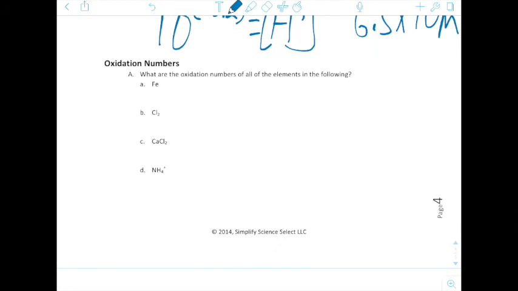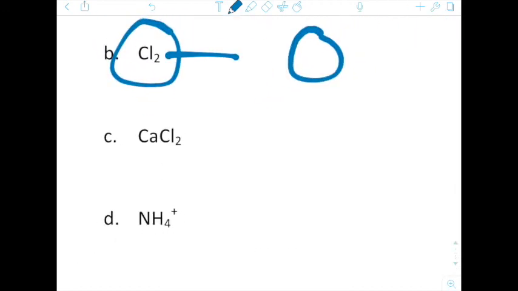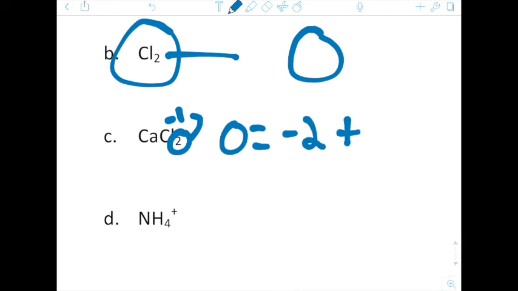What are the oxidation numbers of all the elements in the following? If it's in its natural state, it's going to have an oxidation number of 0. So iron by itself, that's its natural state, oxidation number 0. Chlorine, that's how it normally is, as Cl2, a diatomic, so its oxidation number is 0. Now when chlorine is bonded to calcium, since it's in group 17, it has a -1 oxidation number. The overall charge is 0. Chlorine, since there's 2 of them, 2 times -1 is -2. That means that for calcium, X is going to have to be +2.